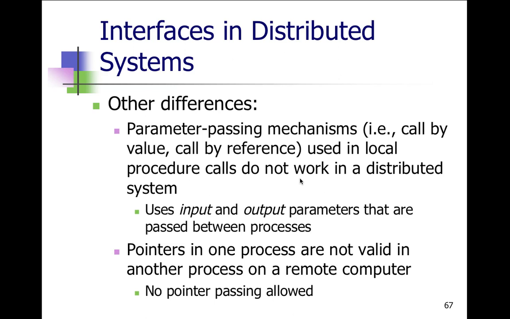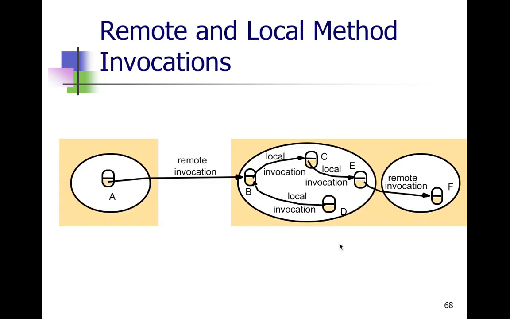Pointers in one process are not valid in other processes on the remote computer, which is basically the same concept as there being no call by reference, because we can't use pointers in this environment. We don't use pointers in Java anyway, but object references are sort of like pointers if you think about it. No pointer passing is allowed, so that's another big difference.